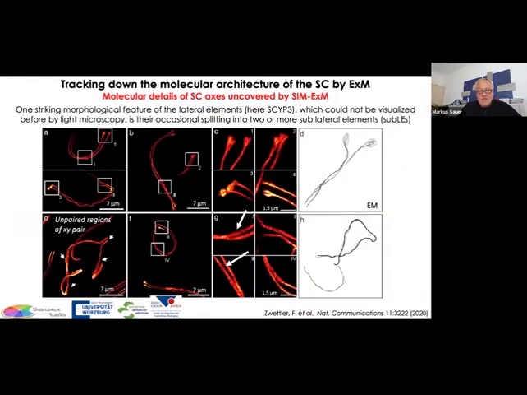An example is shown here, a striking morphological feature of the lateral elements of this synaptonemal complex, the protein SYCP3, which could not have been resolved before by light microscopy, is the occasional splitting into homologous lateral filaments, as shown in panel G here. For example, here, if you see my cursor, and on the right-hand side, for example, in electron microscope images, and also the fraying at the ends of these lateral filaments. We could resolve this thanks to the spatial resolution of about 30 nanometers we achieve in these experiments.